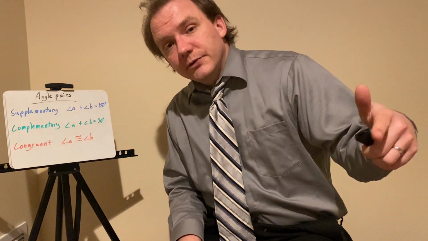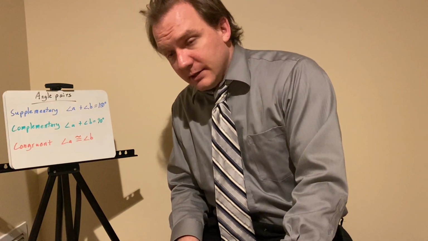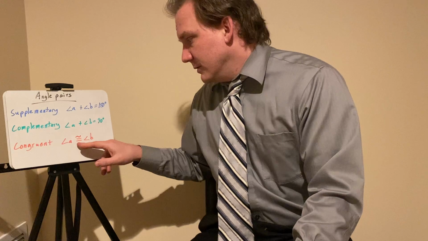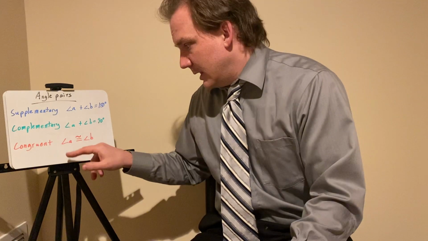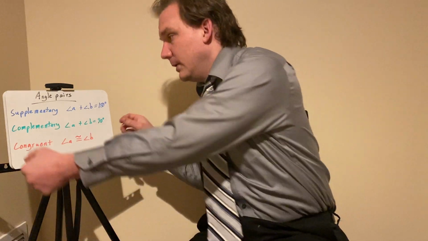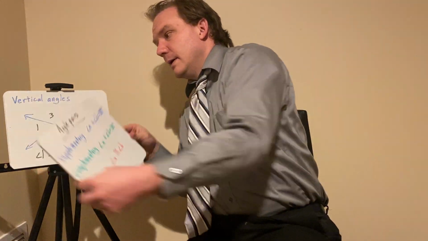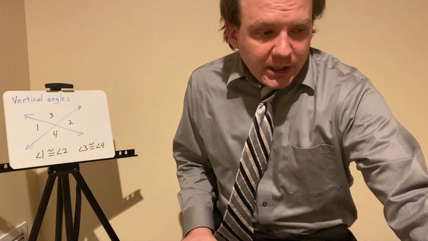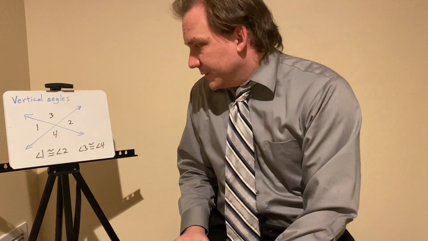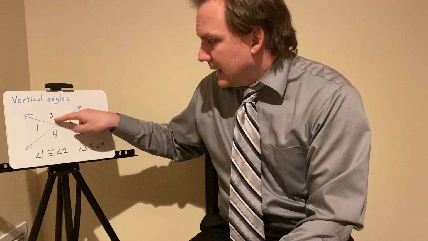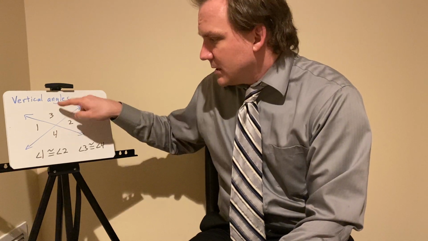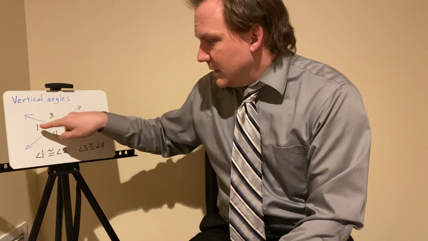And if two angles are the exact same measurement, they're called congruent. There's a special equal symbol with a little squiggle over the top that means congruent. Angle A is congruent to angle B. Another angle relationship is vertical angles. In this case, when you have two intersecting lines, angles that are non-adjacent are equal. Adjacent means next to each other.